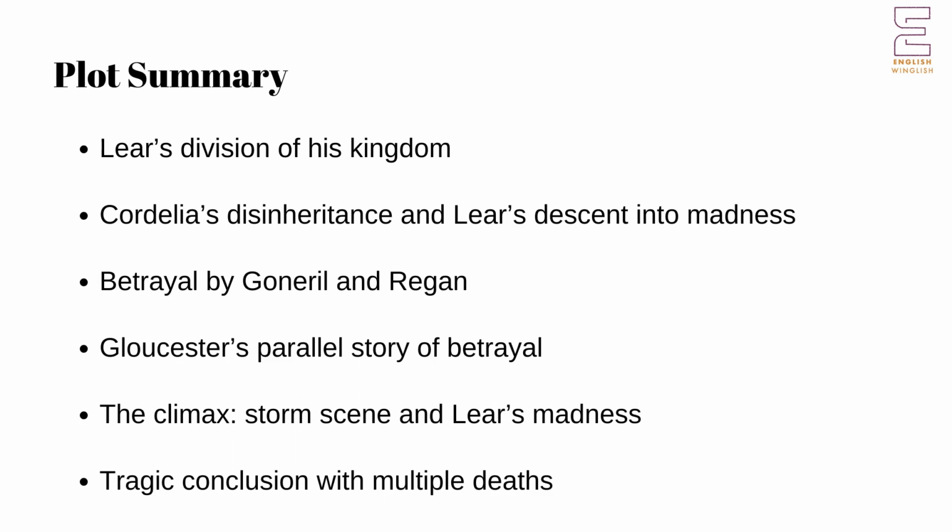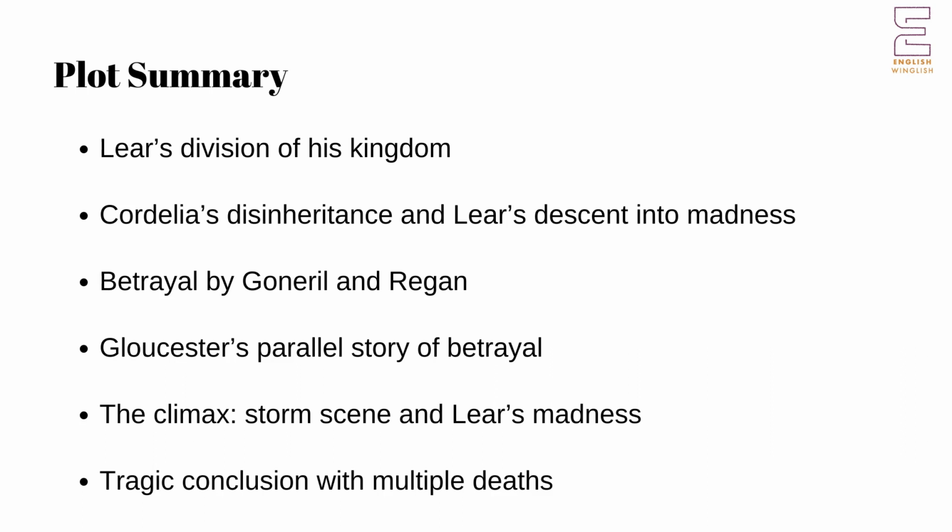Plot summary. King Lear opens with Lear deciding to divide his kingdom among his three daughters, based on their professions of love for him. Goneril and Regan deceitfully flatter him, while Cordelia's honest declaration of love leads to her disinheritance. Lear soon faces betrayal from Goneril and Regan, leading to his descent into madness. Meanwhile, Gloucester is similarly betrayed by his illegitimate son Edmund.